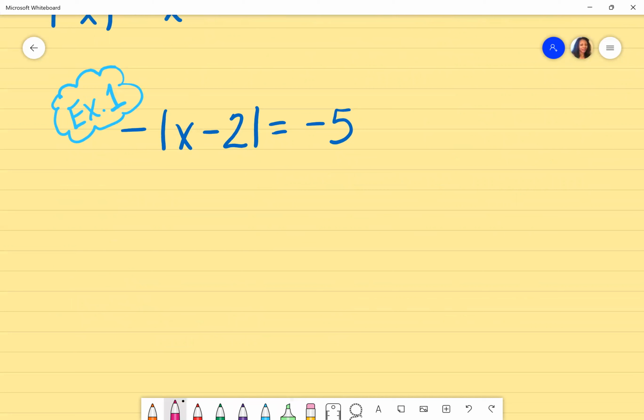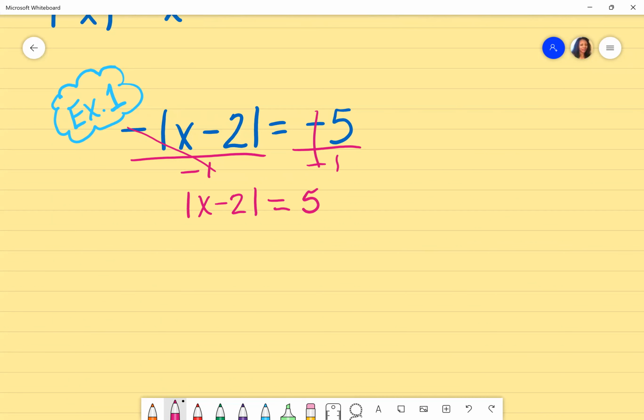The first thing I want to do is get rid of that negative sign, which is really a -1. So I want to divide it because anytime you have things next to each other, that means multiply. So the inverse is to divide. So when I divide, it's going to get rid of that negative sign, and I'm left with the absolute value of the quantity of x minus 2 is equal to -5 divided by -1. Well, the negatives go away, and it's simply a 5.